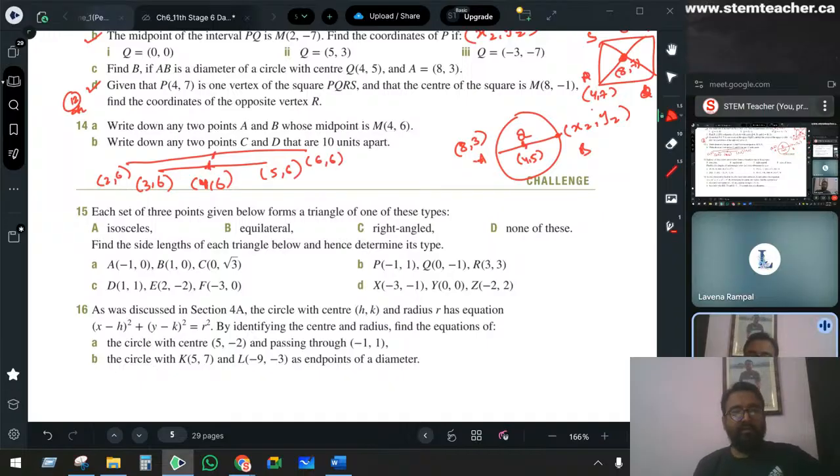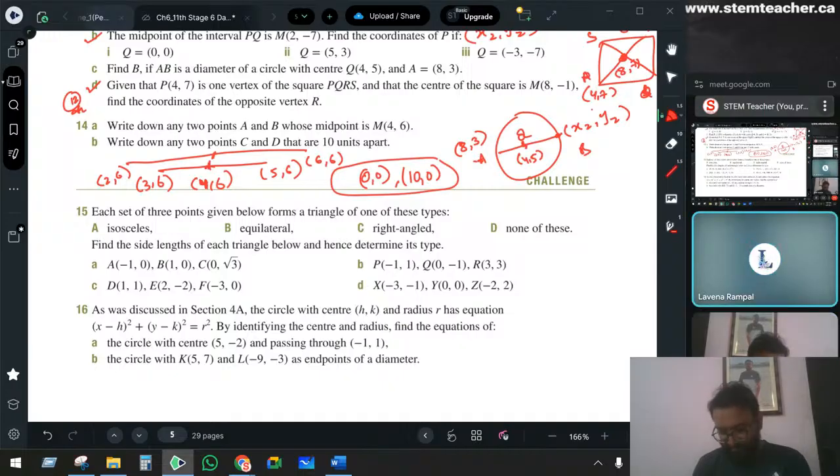Okay, write down 2 points C, D that are 10 units apart, meaning (0, 0) and (10, 0). The distance between these 2 points is 10 only. Okay, these kinds of basic techniques you should know. Is it clear? 14b?